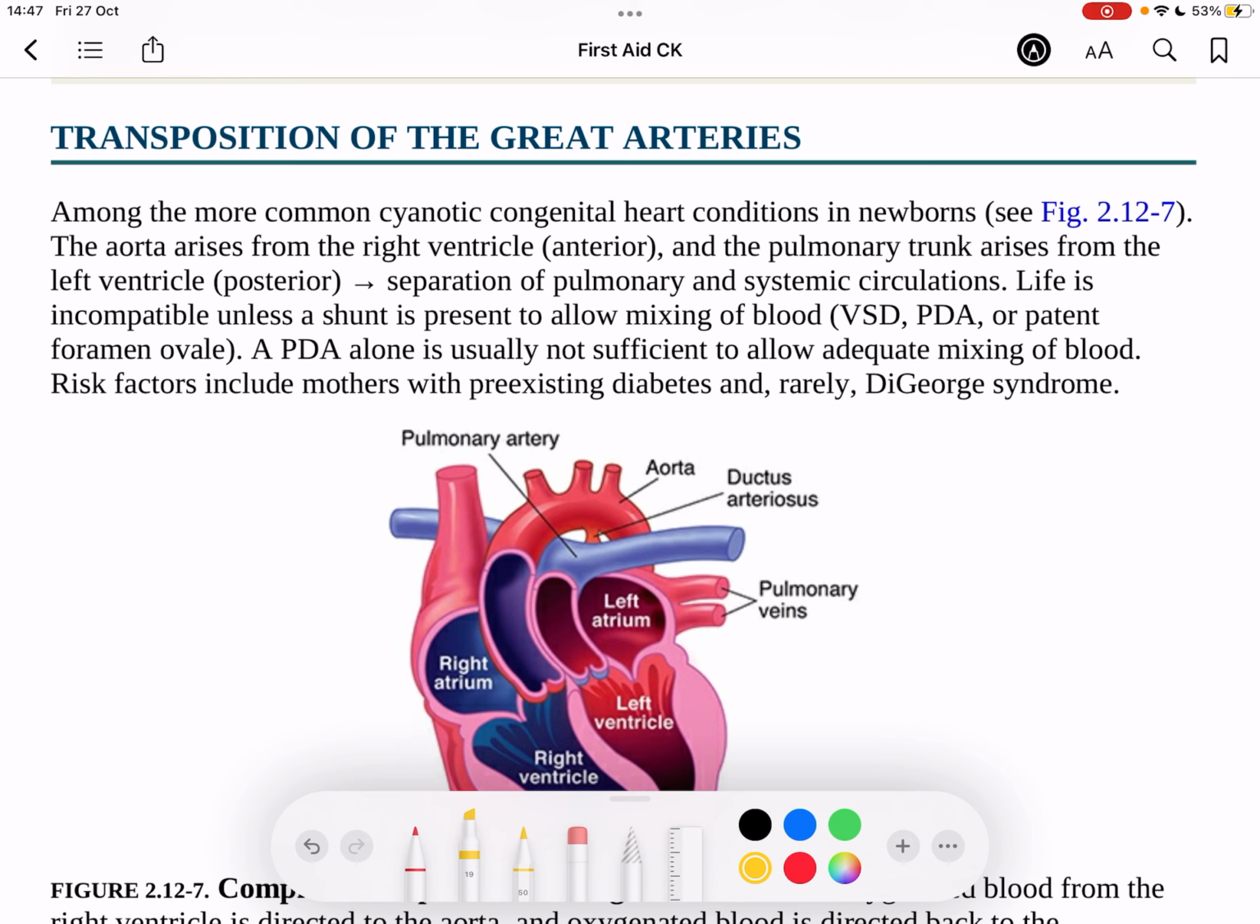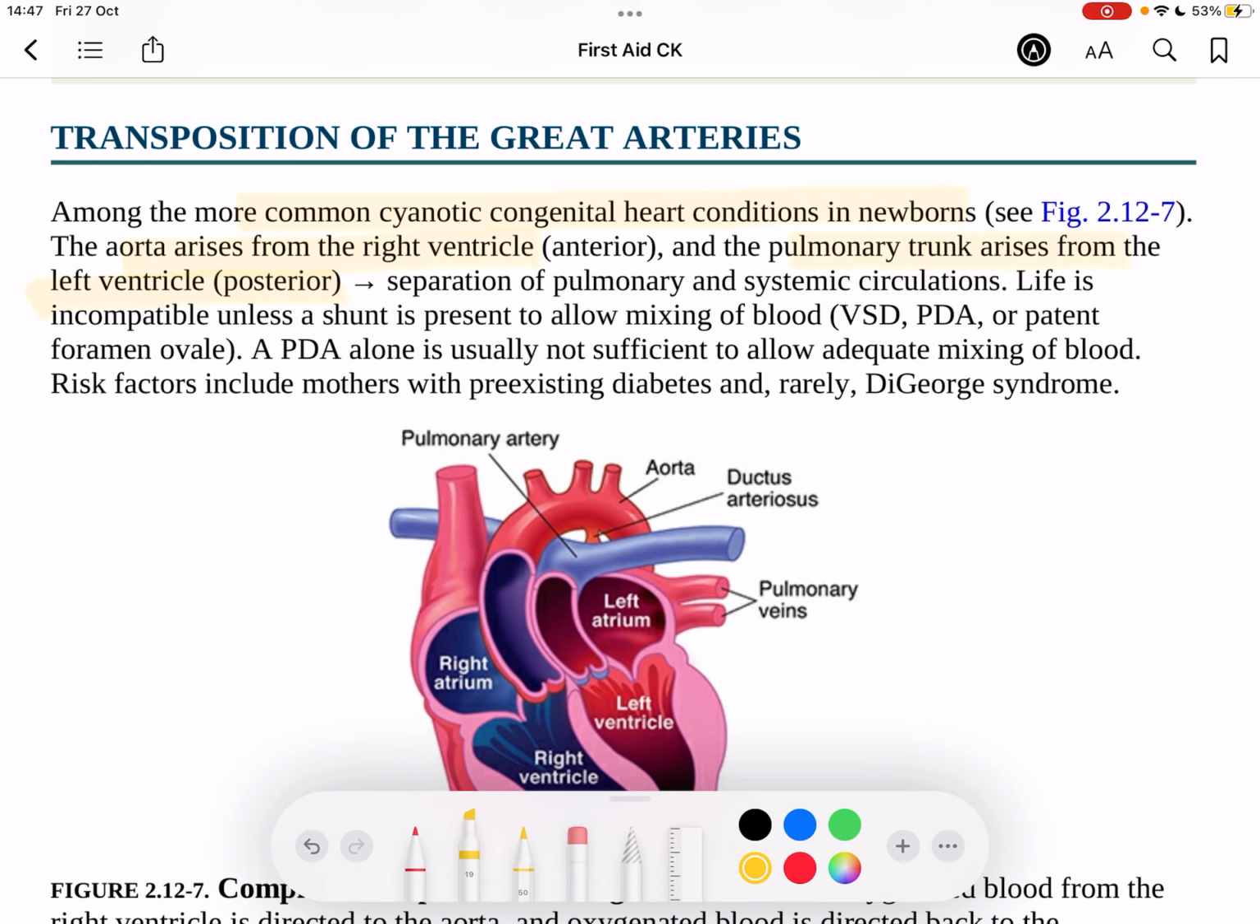So we're going to start off by discussing transposition of the great vessels. Really easy to understand. It's among the more common cyanotic congenital heart diseases in the newborn. It's essentially where the aorta arises from the right ventricle, where normally it arises from the left, and the pulmonary trunk arises from the left ventricle, whereas usually it should arise from the right.